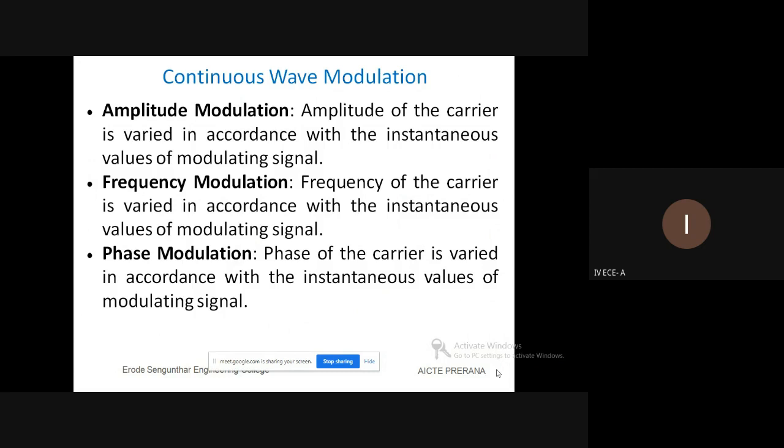Amplitude modulation: here, the amplitude of the carrier signal is varied in accordance with the instantaneous values of the modulating signal, whereas frequency and phase remain constant. In frequency modulation, the frequency of the carrier is varied in accordance with the instantaneous value of the modulating signal, keeping amplitude and phase constant. Phase modulation: the phase of the carrier is varied in accordance with the instantaneous value of the modulating signal, whereas the amplitude and frequency remain constant. These are the definitions of the three continuous wave modulation techniques.